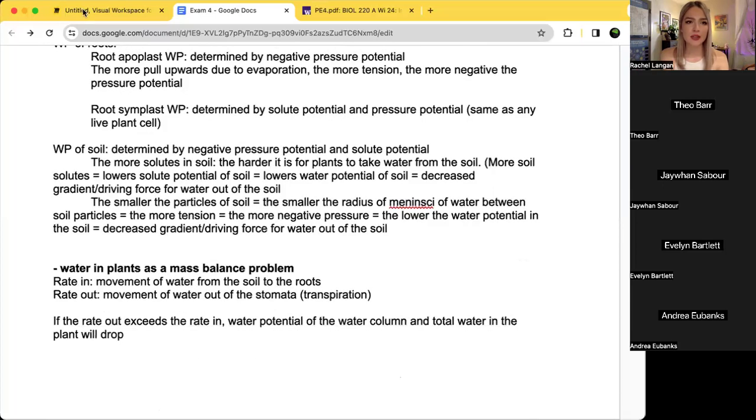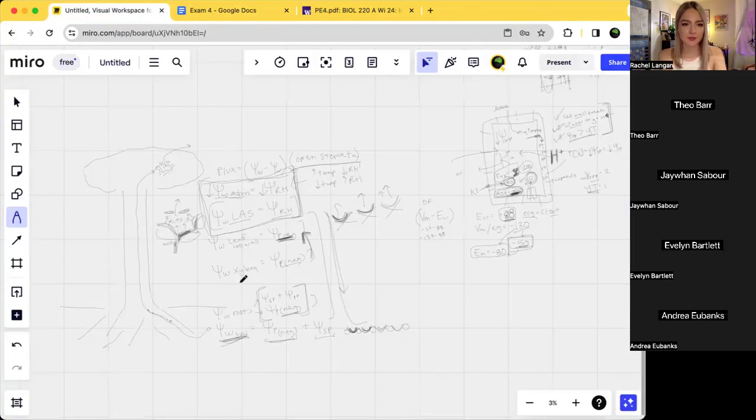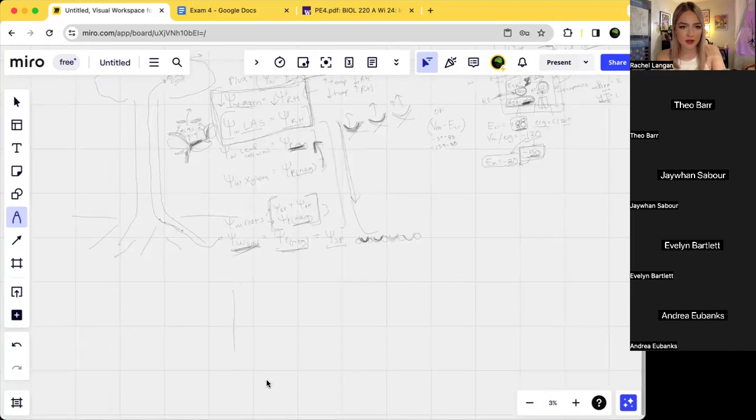Okay. And then he also said to know this as a mass balance problem. So mass balance is when you draw a theoretical cup and you have a rate in and a rate out. In this case, we're considering water in a plant. You label your cup plant, and the inside of your cup is water. And then the rate in is going to be root uptake, water, and the rate out is going to be transpiration.